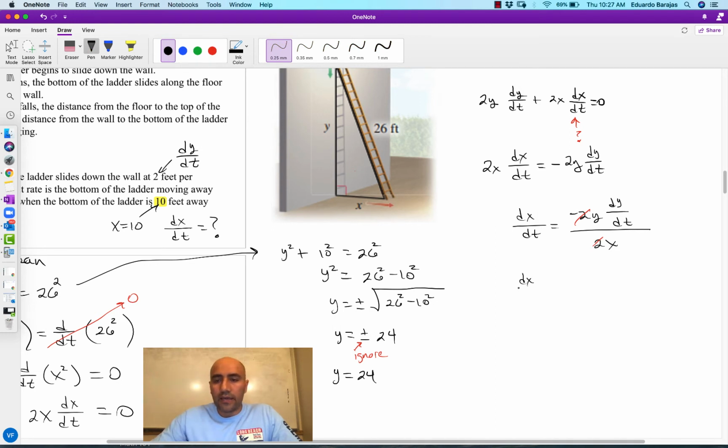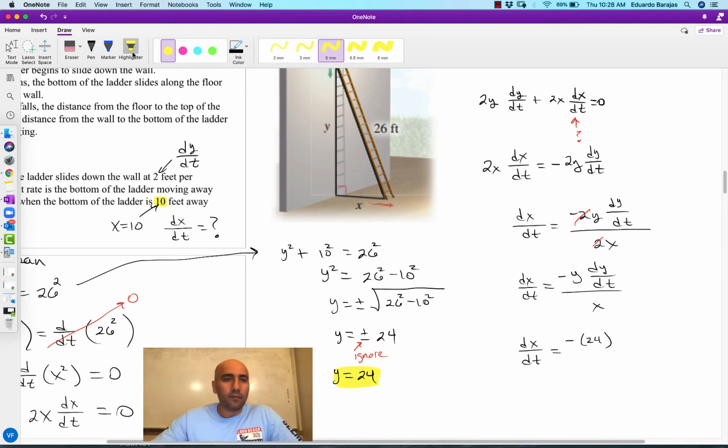And we have that dx/dt is equal to negative y dy/dt all over x. So dx/dt is going to be equal to negative 24, that's what the y is, times the dy/dt. Now, we said dy/dt is this ratio over here.